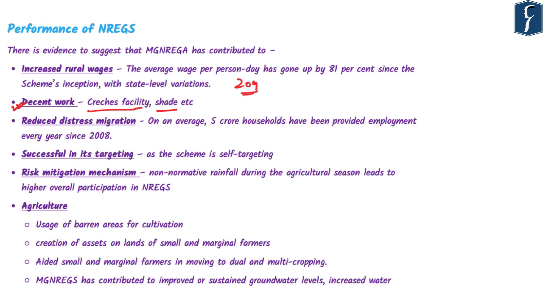As we have seen a moment back, 5.5 crore households were given employment last year. On an average, 5 crore households have been given employment from 2008. Obviously, this will help in reducing distressed migration. We have also discussed that the scheme is self-targeting. NREGA is also seen as a risk mitigation mechanism. As per the annual report of the Ministry of Rural Development on NREGA, it has been shown that when rainfall is scanty, in those years there is higher overall participation in NREGA.